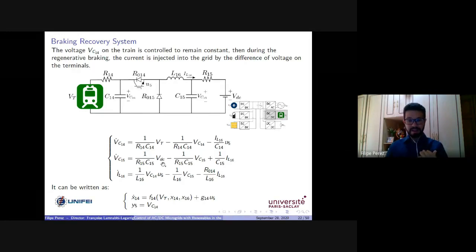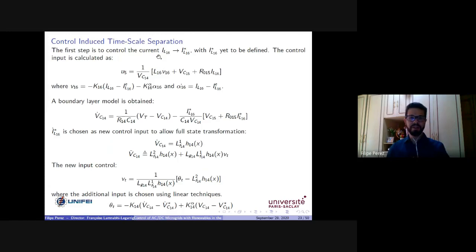So the target here is to control VC14. And if we choose VC14 as the control output, we may also result in the non-minimum phase problem, because this is a buck converter. So we may also use the control-induced timescale separation, where the first step is to control the current IL16 in a reference yet to be defined. So via feedback linearization, we compute the control law and linearize the dynamics of this current, and the boundary layer model is obtained. And here we also consider that the current subsystem is already in its equilibrium point.